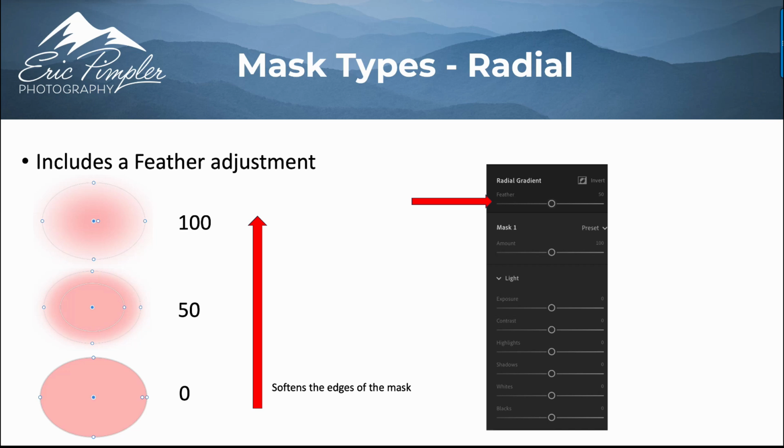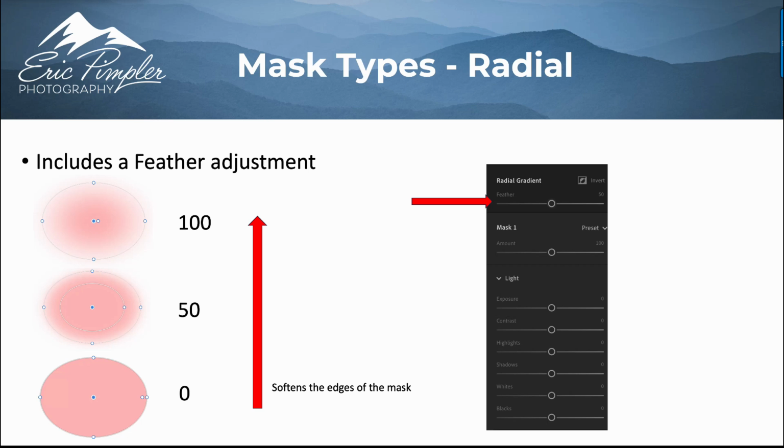Before we do that, let's talk about the feather adjustments that you can make. You do have the ability with these radial gradients to include a feather adjustment. On the radial gradient panel, there is a feather setting. By default, it's going to be set to 50. And the idea here is that the larger the value, the more softening you have around the edges of the mask. A value of 0, there's no softening at all, right?